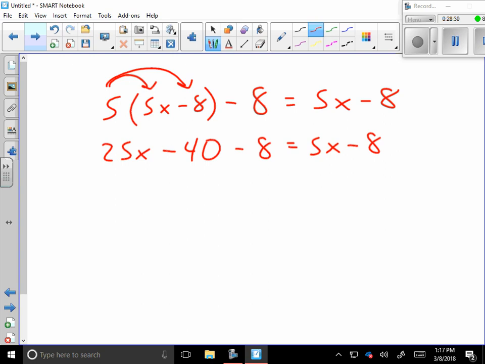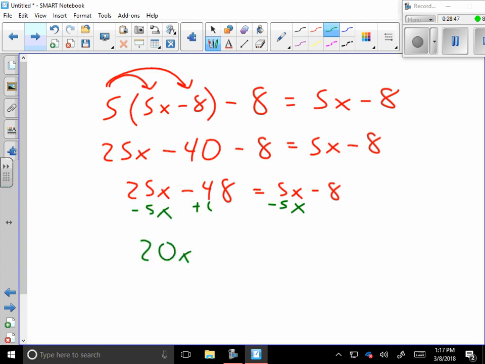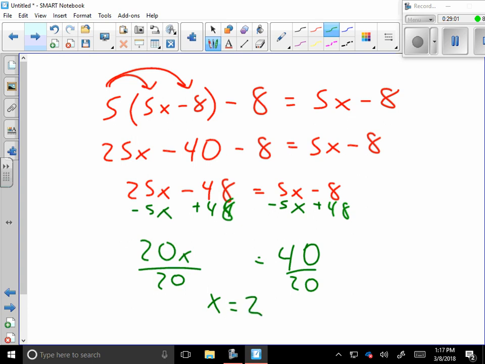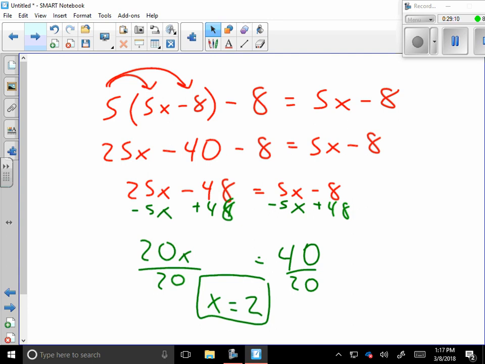Combine our like terms. 25x minus 48 equals 5x minus 8. Get all the x stuff on the same side, all the constant stuff on the same side, so we need to subtract off that 5x from both sides. That leaves us with a 20x. Add the 48, and it leaves us with just plain old 40 on the right. And divide by the 20 to leave us with a nice, even value of 2. X should be 2. All right.